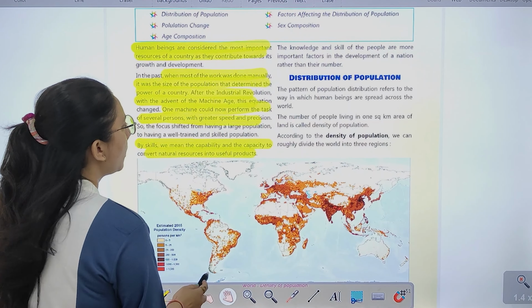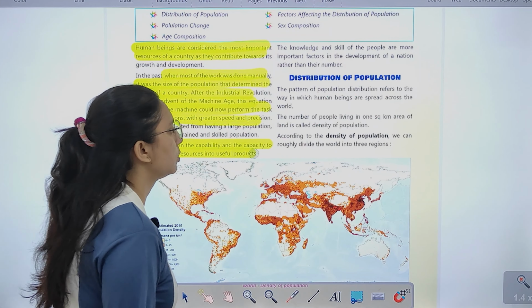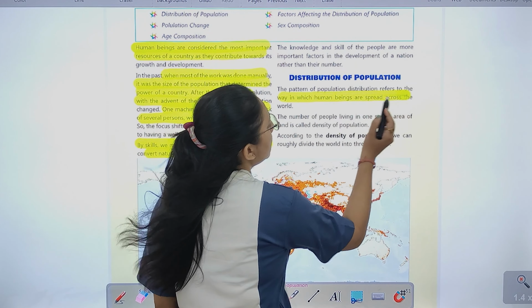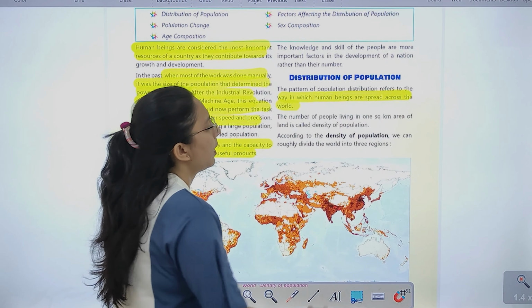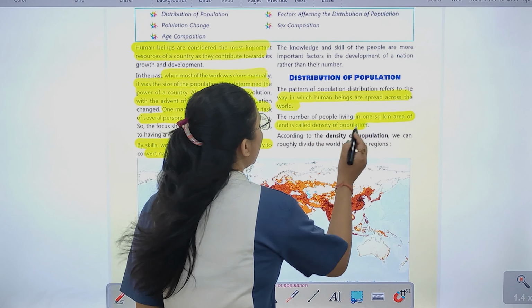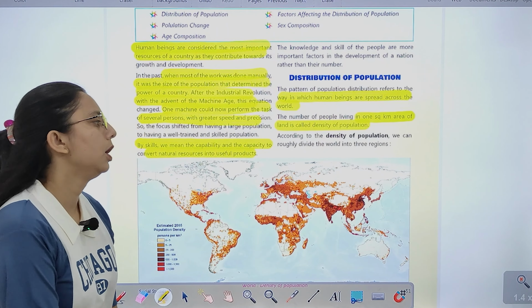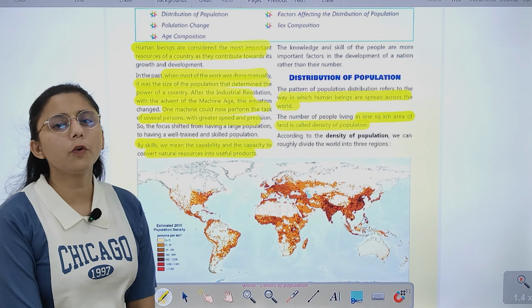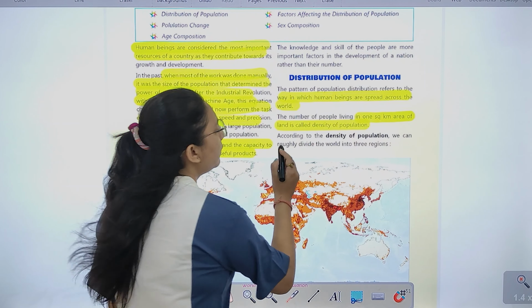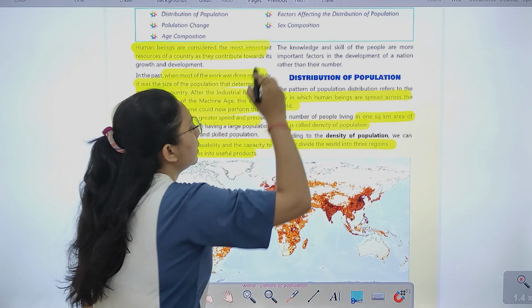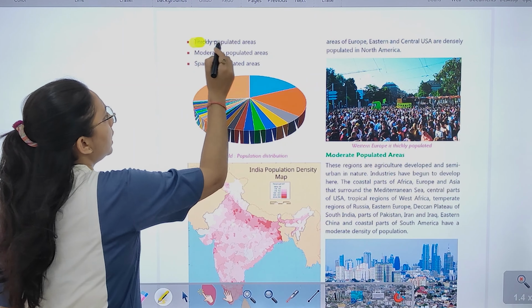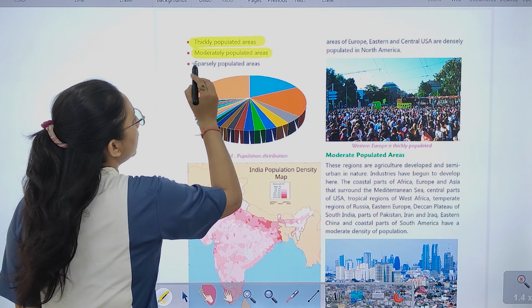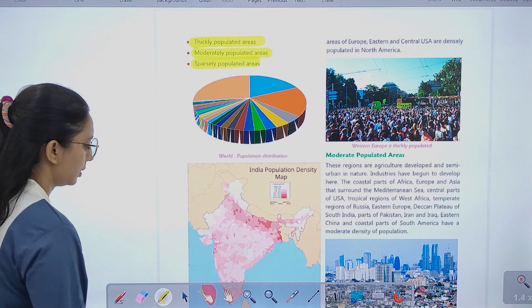So distribution of population, the pattern of population distribution, is the way in which human beings are spread across the world. The number of people living in 1 square kilometer area of land is called density of population. According to density of population, we can roughly divide the world into 3 regions. What are these 3 regions? They are thickly populated areas, moderately populated areas, and sparsely populated areas, right?